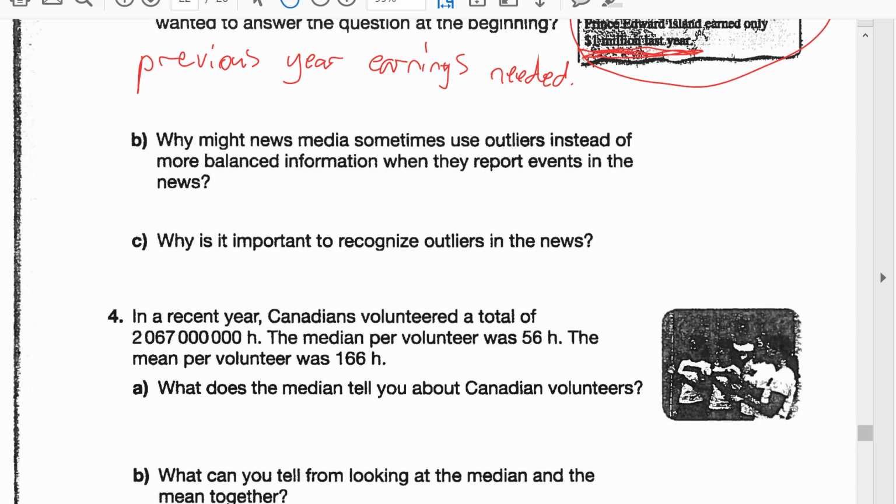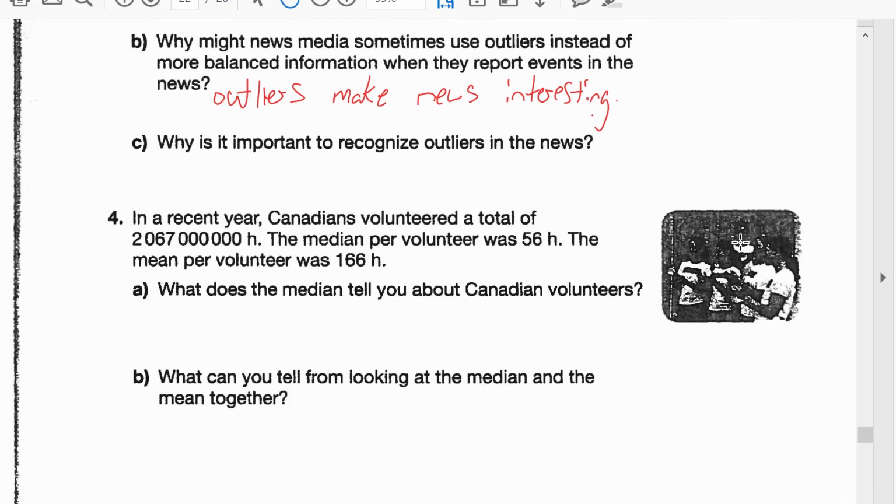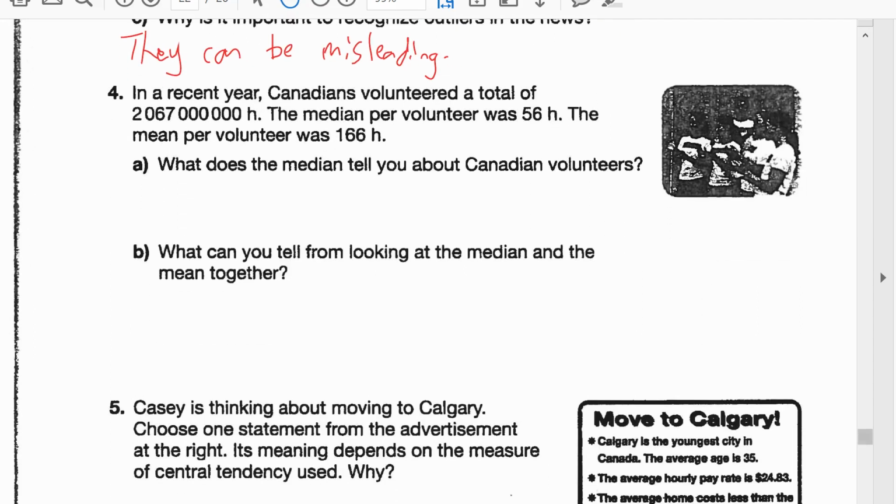Why might news media sometimes use outliers instead of more balanced information when they report events in the news? Outliers make news interesting. Right? Because they're outliers, they're extremes. So when they talk about them, it's like, oh my God, this happened. Why is it important to recognize outliers in the news? They can be misleading. So they should tell you that it's an outlier. Otherwise, you can skew your reasoning and think something's totally true when it's not. It's just an outlier.